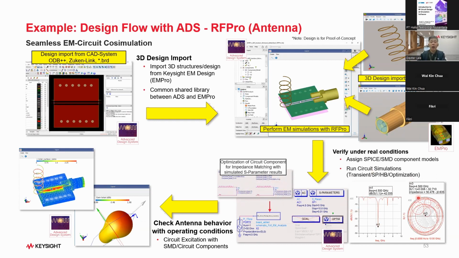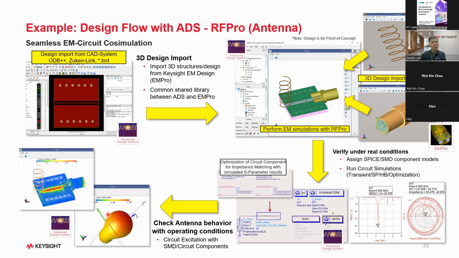Okay, and then once I've done, again, I can do circuit excitation, bringing in my circuit components together with my EM simulation results and relook, after impedance matching, how would my radiation pattern look? And also look at the near field analysis.